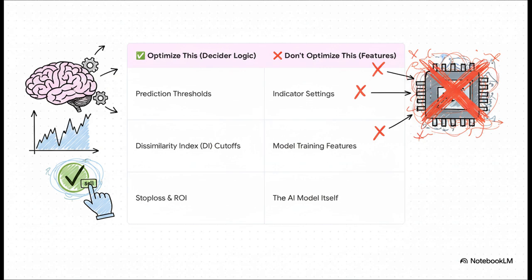So you're no longer tweaking the RSI length. Instead, you're fine-tuning the decision rules. You're asking things like, what's the perfect confidence level for me to take a trade? Is it 80%, 75%? Or you're optimizing your stop loss. Or this thing called the dissimilarity index cutoff, which is basically a fancy safety switch that tells the bot not to trade if the market looks too weird compared to the data the AI trained on. You are optimizing the rules, not the raw data itself.